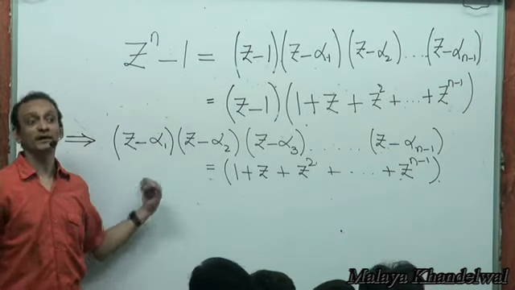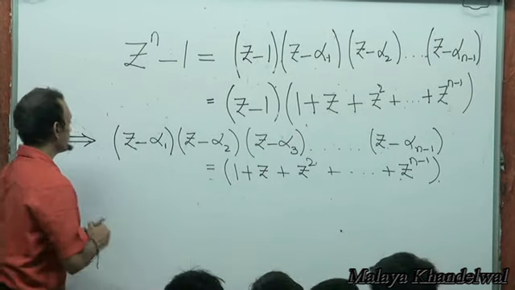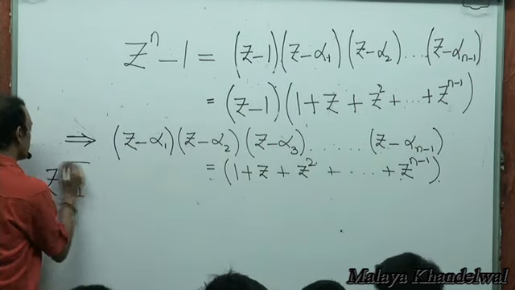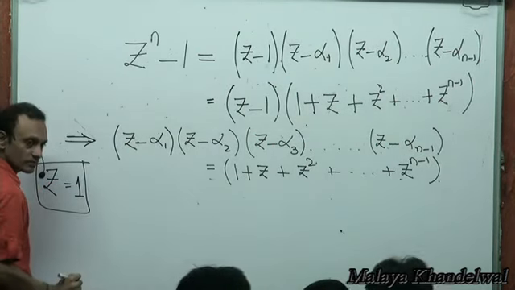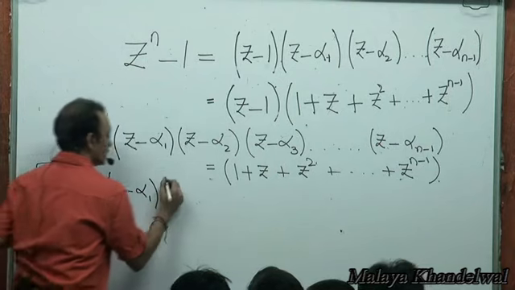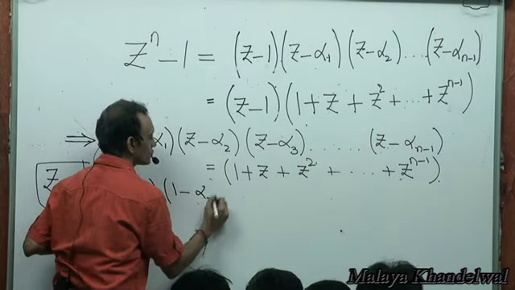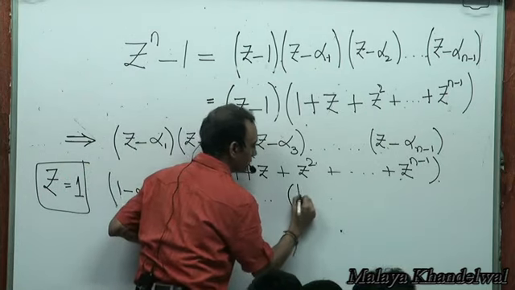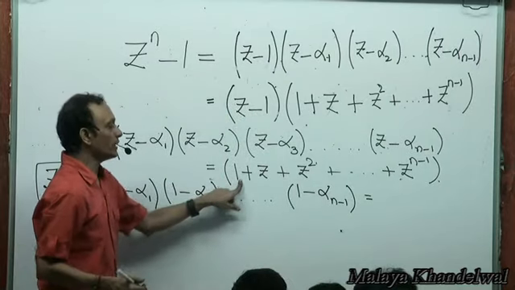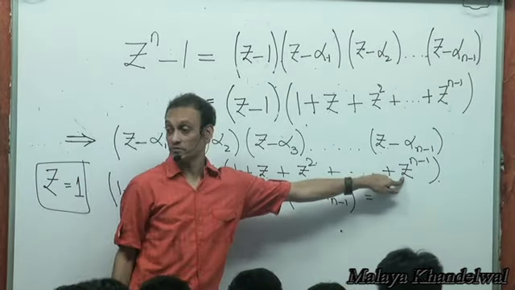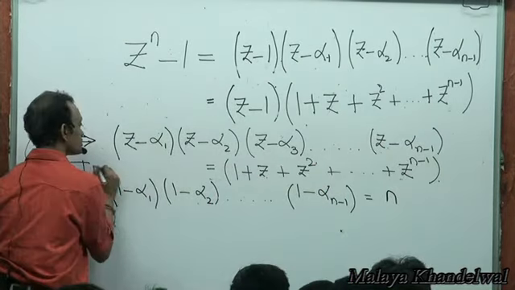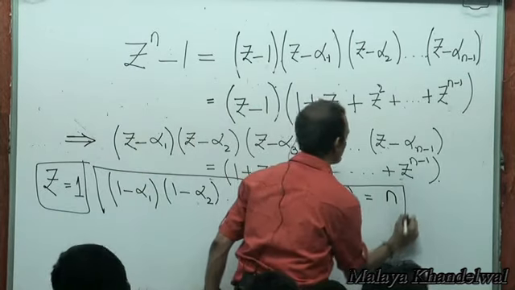Right? Let me plug in z equal to 1 on both sides. I get 1 minus alpha 1 into 1 minus alpha 2 into 1 minus alpha n minus 1 equal to 1 plus 1 plus 1 plus 1, n times. That makes it n. This is a special property of n roots of unity.